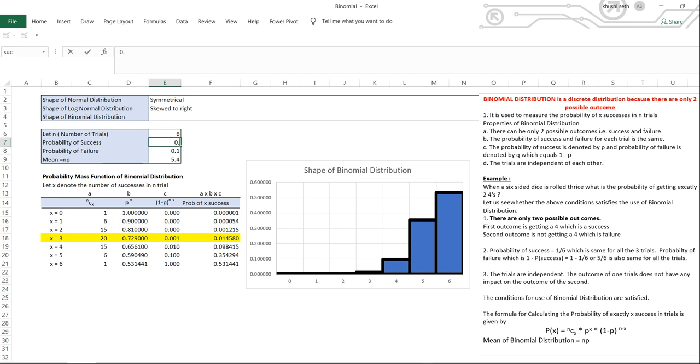So we can see that the binomial distribution is symmetrical when the probability of success is 0.5, and is skewed for any other probability of success. So this is about the shape of the binomial distribution.